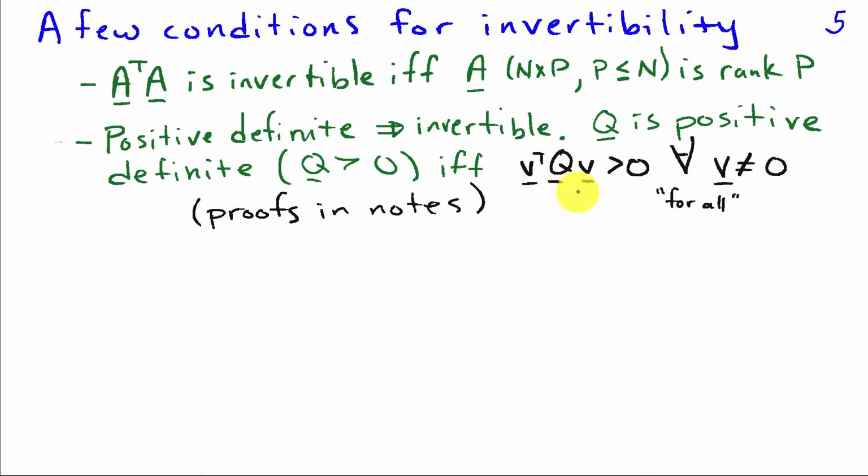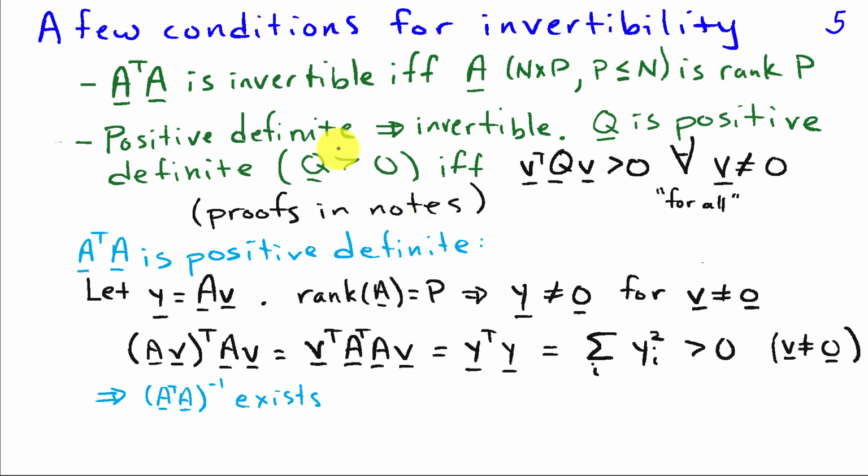Now this sort of quadratic is present in the least squares problem, and we'll explore that in a future lecture. The proof of this result is also in the notes. So let's show that A transpose A is a positive definite matrix, and therefore, by this property, A transpose A would be invertible. We've already assumed that A is a rank P matrix, so the first property we pointed out is going to guarantee that A transpose A is invertible as well.